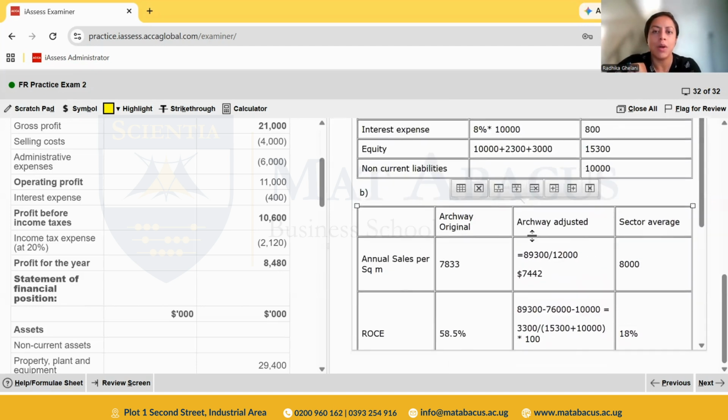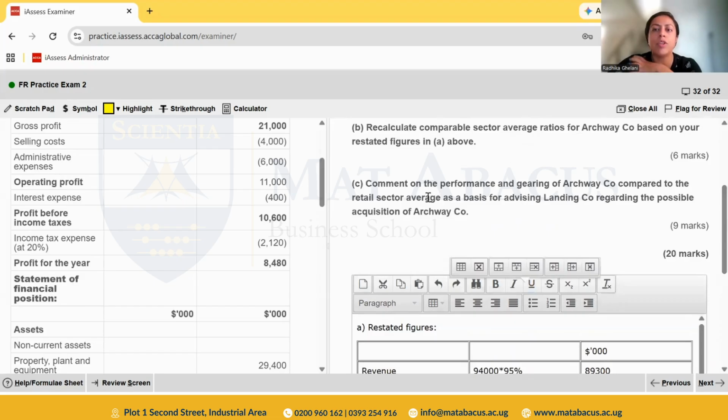So part C is now asking us to comment on the performance and gearing of Archway Company compared to the retail sector average as a basis for advising a lending company regarding the possible acquisition of Archway. So I'm simply going to take you to the answer, and then we'll go through the model answer in the mark scheme. As we go through it, I want you to notice the flow of how you should be commenting.